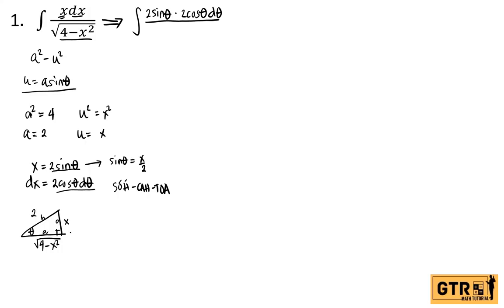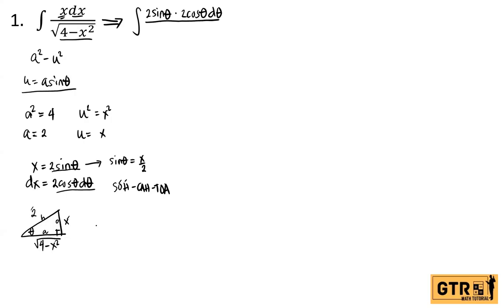So therefore, kuha tayo ng expression that contains square root of 4 minus x squared over yung constant. So ano ba yung constant dito? Meron tayong 2 tsaka merong x. So kukunin natin yung constant, yung 2. So ano yung trigonometric function na adjacent over hypotenuse?